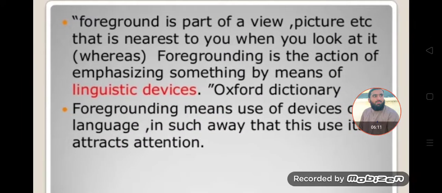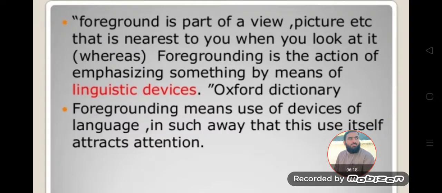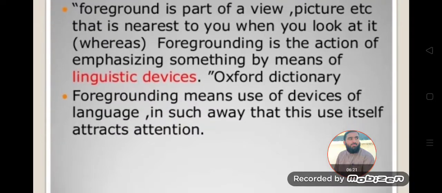According to the Oxford Advanced Learner's Dictionary, foregrounding means use of devices of language in such a way that this use itself attracts the attention of the readers. When we are using linguistic devices, parts of speech, different devices like irony, simile, metaphor, personification, oxymoron, alliteration, for bringing such effects in literary text.